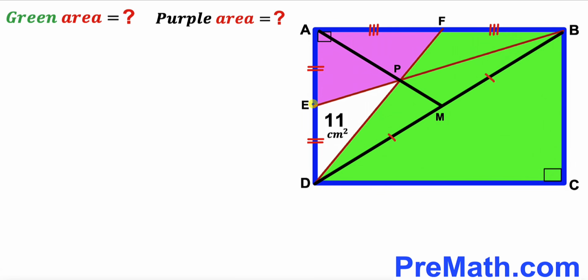Now let's make an observation. We can see this point E, this point F, and this point M are the midpoints. So these segments AM, EB, and FD are our medians, and all these medians intersect each other at this very same point P.